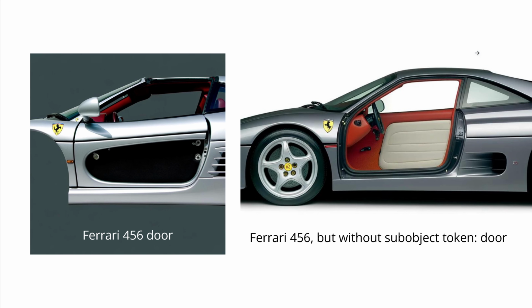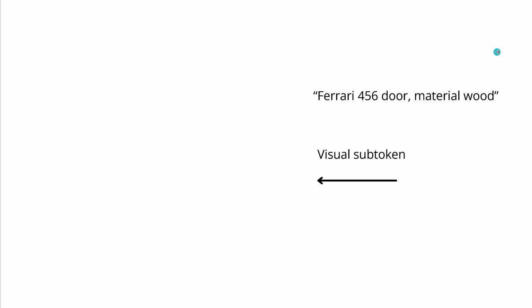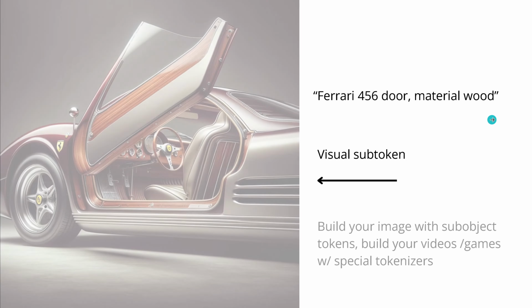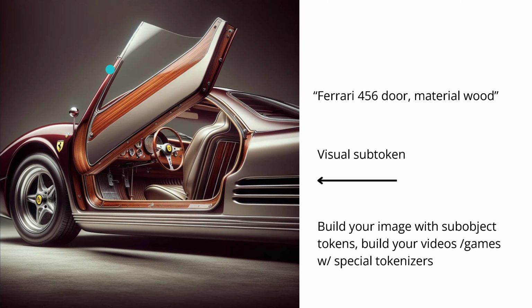But you see what's happening now in video technology. Great. What is amazing, imagine we have here text to video, text to image, and you say, hey, Ferrari 456 door, but now in the material wood. What would be the visual subtoken for this text? Well, easy. You get now exactly this door segment in wood, and it even takes care that in the frame you have some wood inserted too.